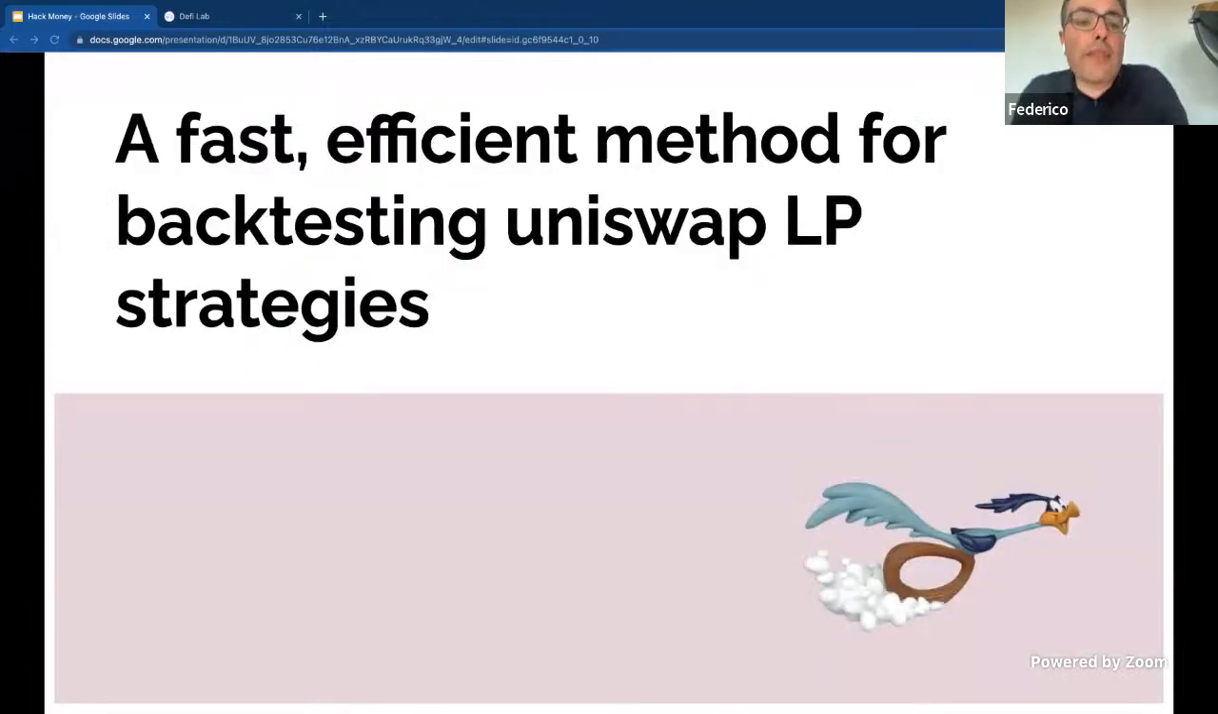Okay, so now let's go to the core of this presentation, and let's get started talking about backtesting LP strategies for Uniswap V3 in a fast and efficient way. I'll do my best to keep this presentation simple and clear.